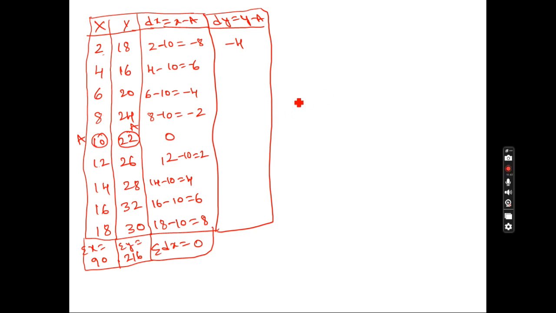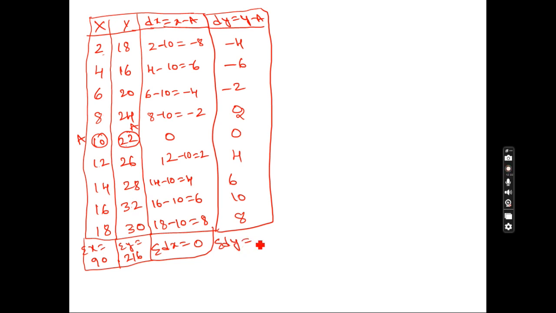So now the next values will be minus 4, minus 6, minus 2 and 0. So what am I doing, 24 minus 22, okay, sorry, what I need to do is 18 minus 22, which is nothing but minus 4, and 16 this will become minus 6, and 20 this will become minus 2, and this will become plus 2, this will become plus 2, and this is 0, and 26 minus 22 is nothing but plus 4, and 28 minus 22 you will get plus 6, and 32 minus this you will get plus 10, and 30 minus 22 you will get plus 8.